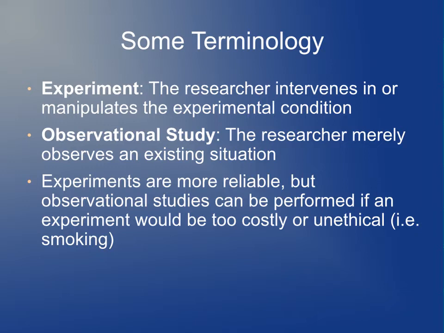An example of this is if you want to see if smoking causes lung cancer, for instance, it would be considered unethical to tell some people to smoke and others not to smoke and follow them up for 20 years to see who developed lung cancer. So you have to rely on observational data. Experiments are almost always more reliable than observational data, but many times you have to use observational data because experiments would be either excessively costly or unethical.